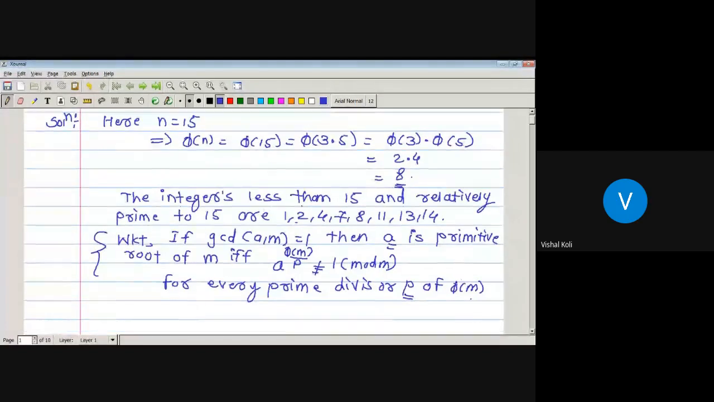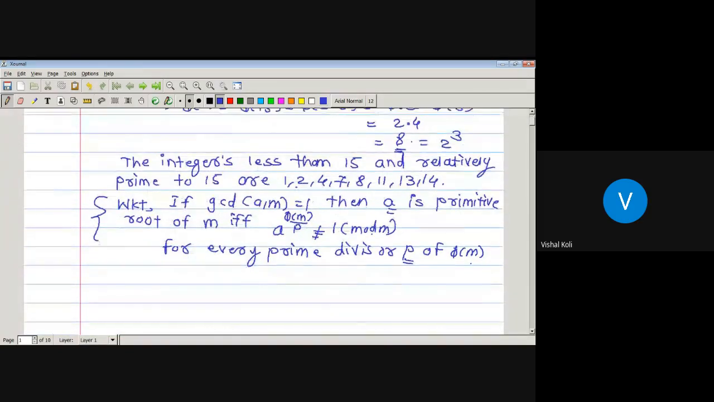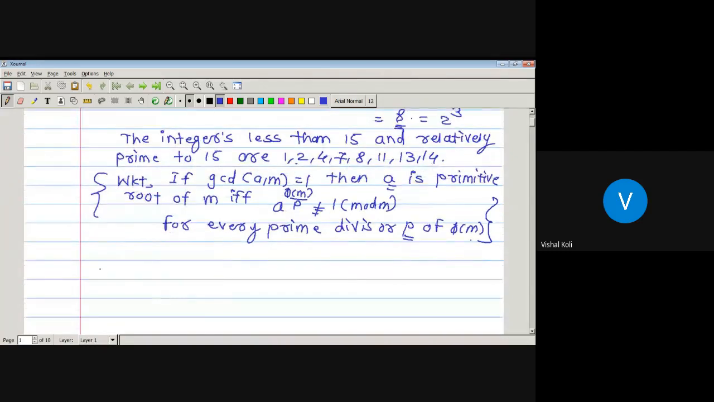As here we have to find out the primitive roots of 15, and phi of 15 is nothing but 8, that is 8 is nothing but 2 cube. Now we have to find out all the prime divisors of 2 cube. Which are those? Which prime numbers divide 8? 2. Here 2 is the only prime divisor of 8 or 2 cube.